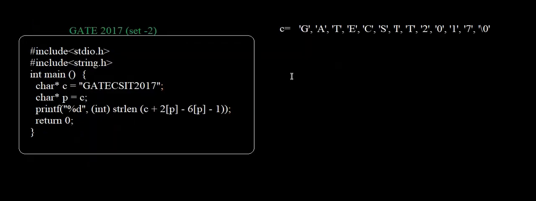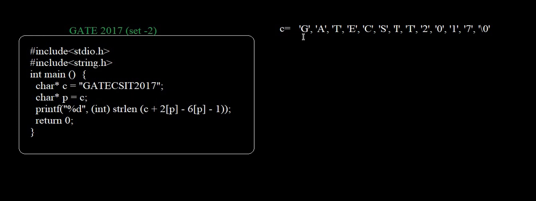Okay, let's figure out the output of the following code. Here c is a pointer to a character and assigned with a string "GATECSID2017", and we have written it like this: c equals "GATECSID2017" and also a null character as the last. And here, if you notice this statement, the address of c has been assigned to p.